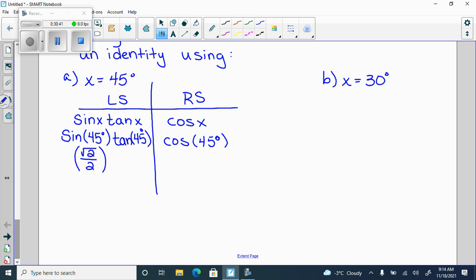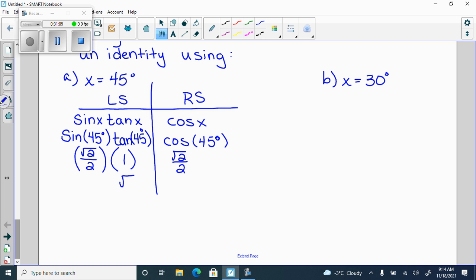What is tan of 45? It's 1. Every 45 is either 1 or negative 1 for tan or cotan, right? It's positive 1 in quadrants 1 and 3, and it's negative 1 in quadrants 2 and 4. Will it always be exact when they ask you to verify special values? Yes. And so then this is 1. And then cos 45 is root 2 over 2.